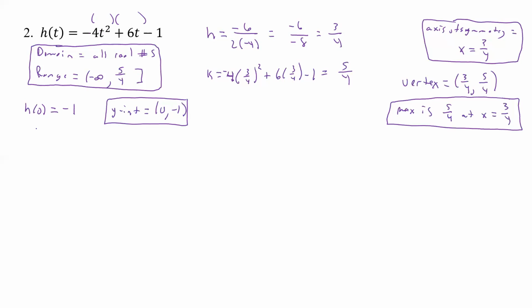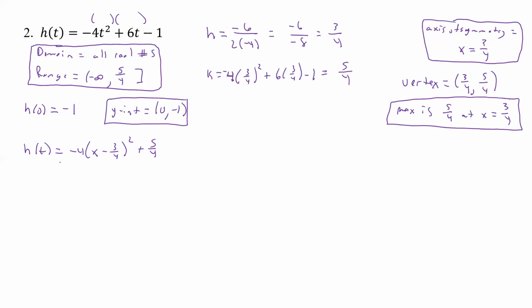And so again, one way is to plug it into our new function as h of t equals -4 times x minus the h, which was 3/4 quantity squared plus k, plus 5/4. And so that gives me the function in the standard form. That was the general form. Now we have it in standard form.